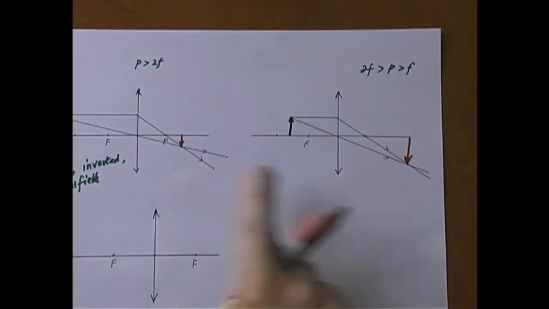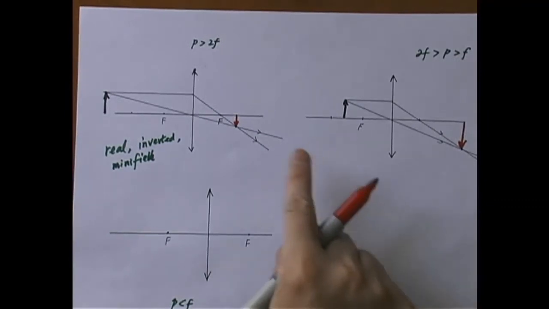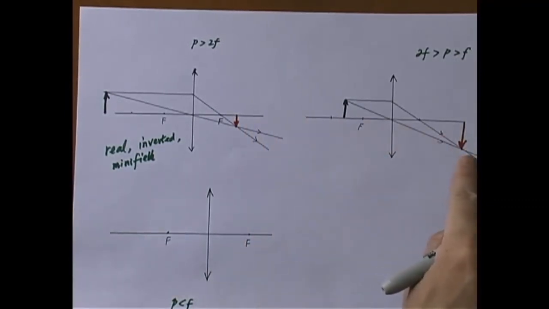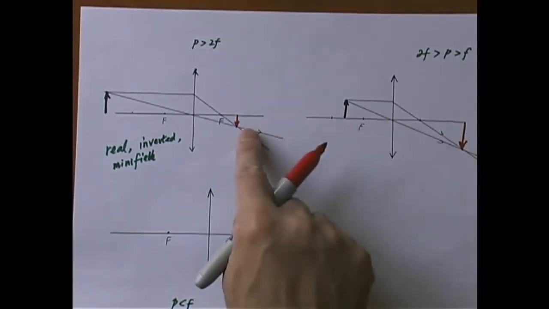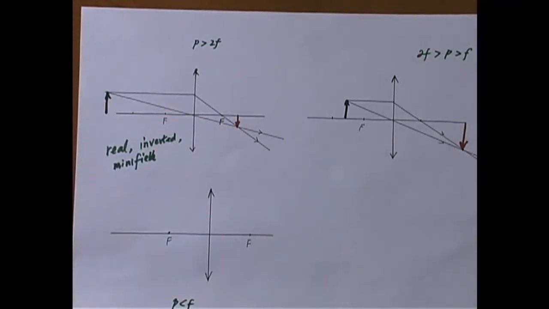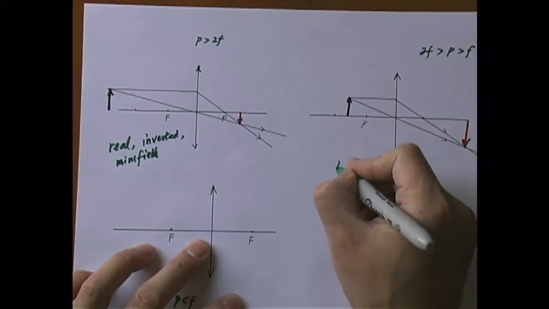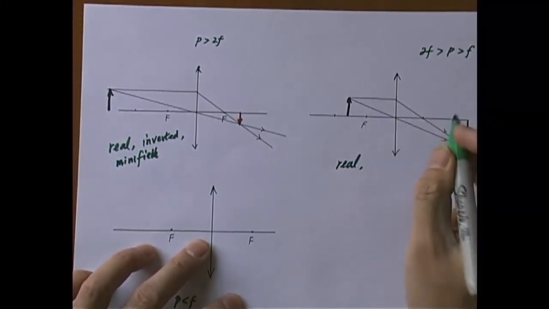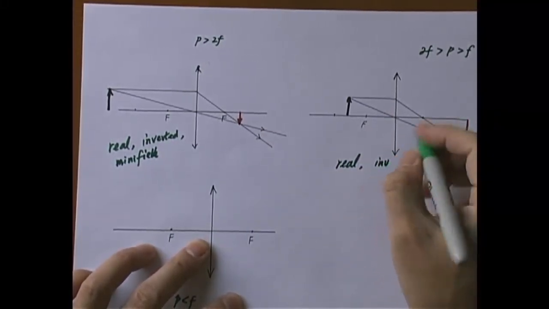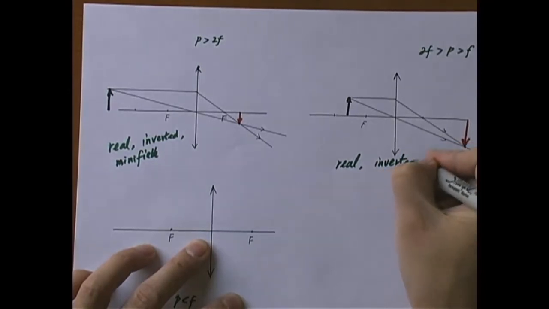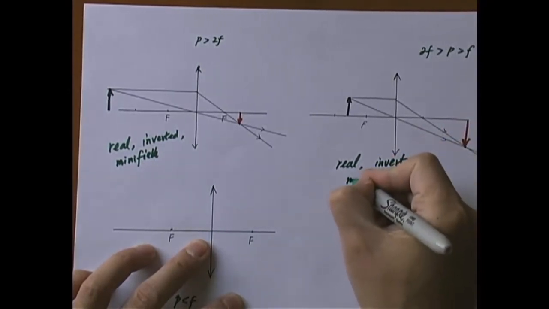Okay, you take a look at these two images. They're not that different, this one and that one, except this one is bigger than the object. This one is smaller than the object. Okay, so we can write down the characteristics of the image. It is real, right? It is inverted, and it is magnified.